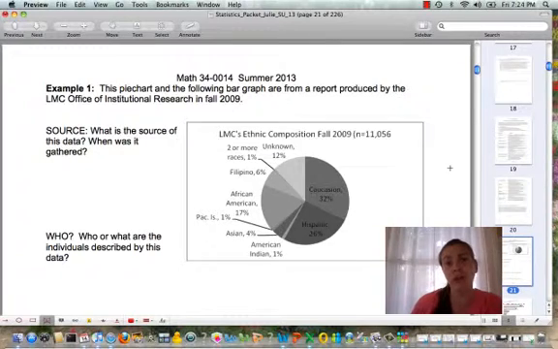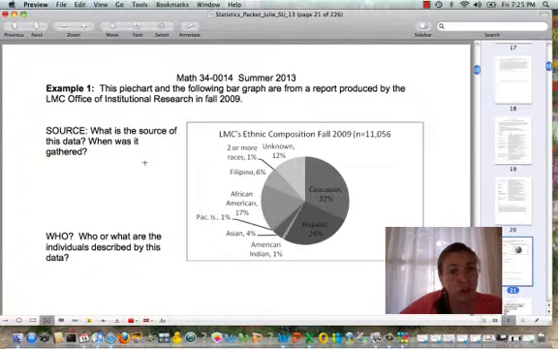So this pie chart and then the bar graph that follows are from a report produced by the LMC Office of Institutional Research from fall 2009. And if you look at the bar chart, you can see in here where it says N equals 11,056. That's the number of individuals that were in this study.